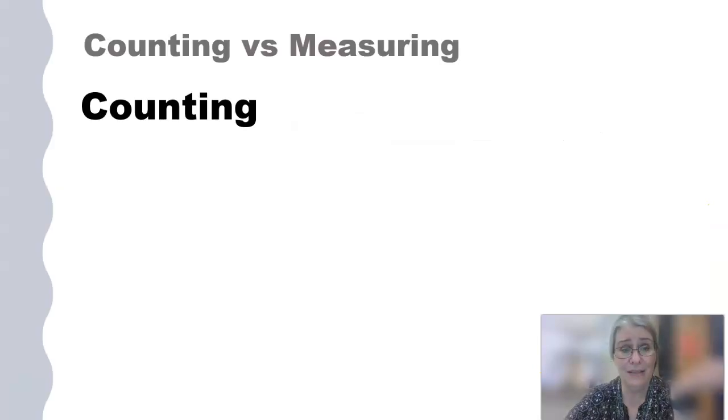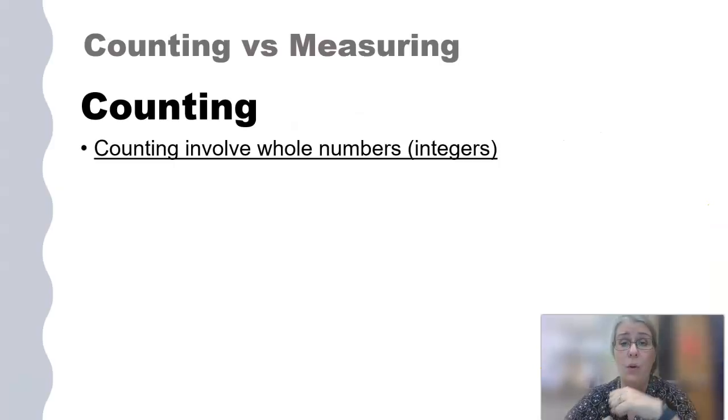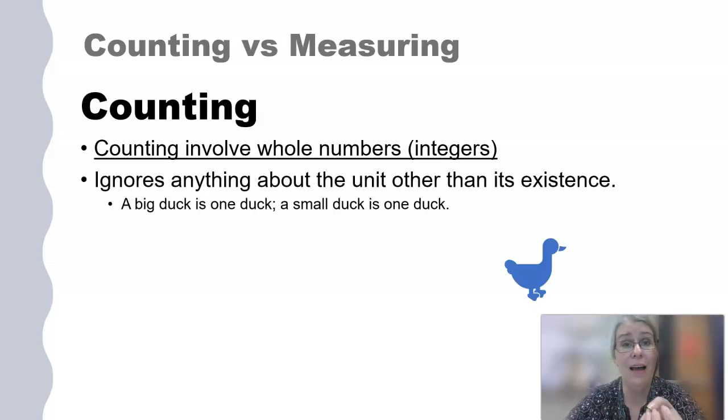So counting something is going to involve only whole numbers, only the integer numbers, because fundamentally counting ignores everything about something other than whether it exists or not. If I am counting the ducks at my farm, I don't care whether it's a big duck or a small duck. A big duck is one duck. A small duck is one duck. A brown duck is one duck. A mallard duck is one duck. That's all I care about. Is it there or not?